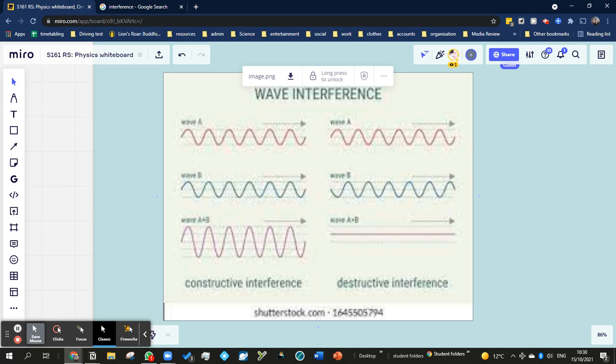So you've got completely constructive and completely destructive interference. But of course, you can have somewhere in between as well. If they're just out of sync, then you're going to have slightly constructive or slightly destructive interference. So they might nearly cancel out, or they might nearly completely reinforce one another.